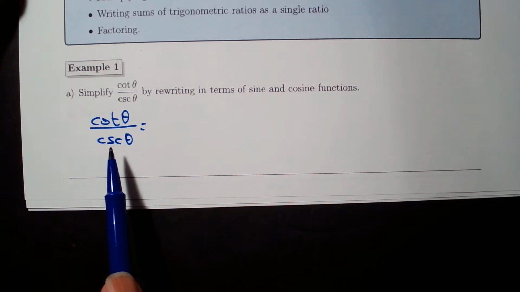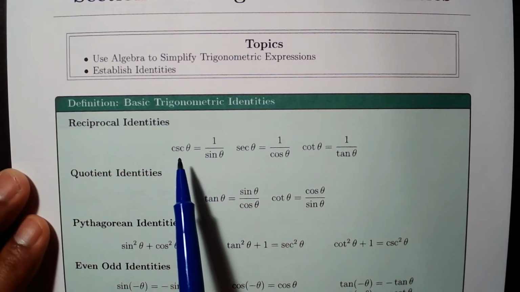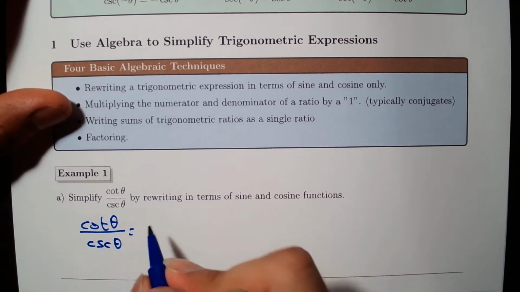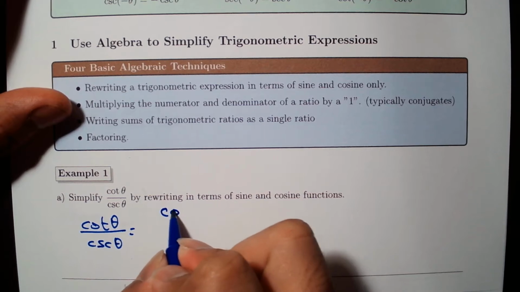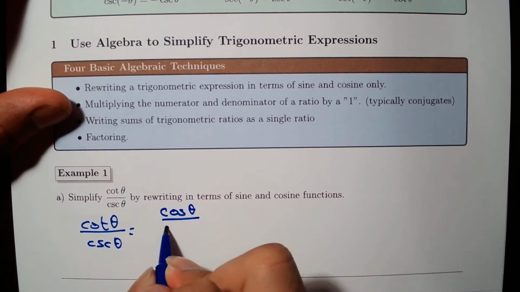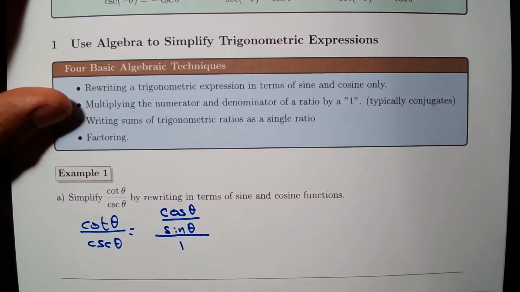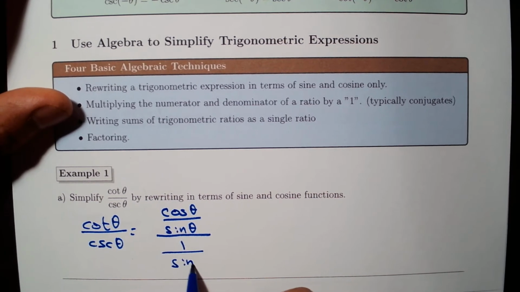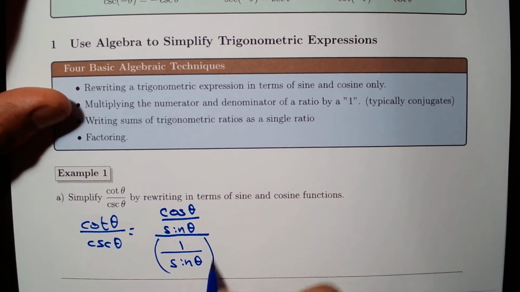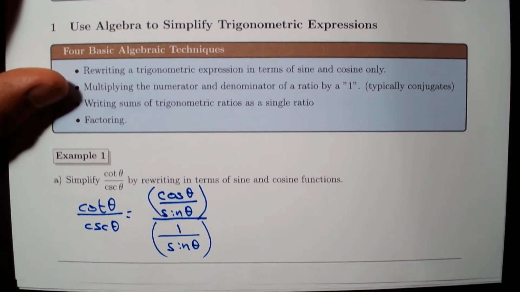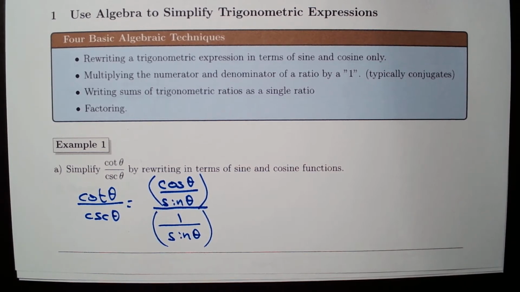And for cosecant, there's no quotient identity, but we can write cosecant as 1 over sine. That's what I'm going to do now. This one is going to be cosine theta over sine theta, divided by 1 over sine theta. And I'm going to put parentheses around each of the fractions just so you can easily see how we are going to work on this one.